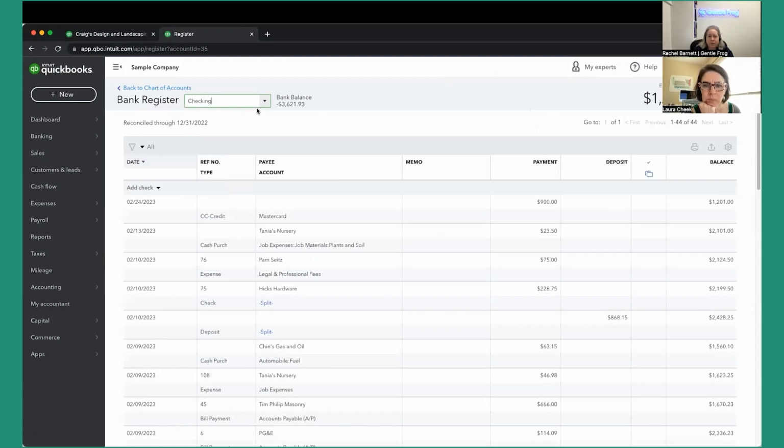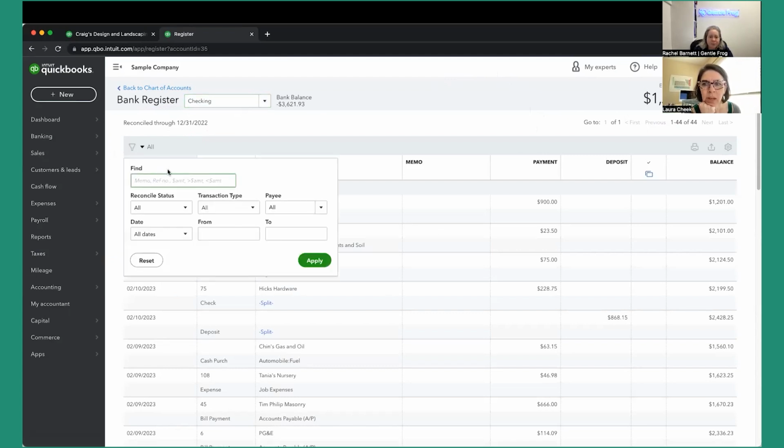In this example, there's 44 things, but we'll pretend there's 4 million things. I click on the funnel. I say, show me the stuff that is not reconciled, from 1/1/2000 through 12/31/22. So I'm just grabbing this number and putting it down here.